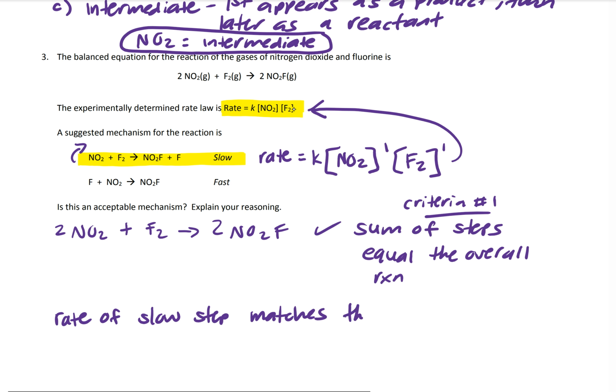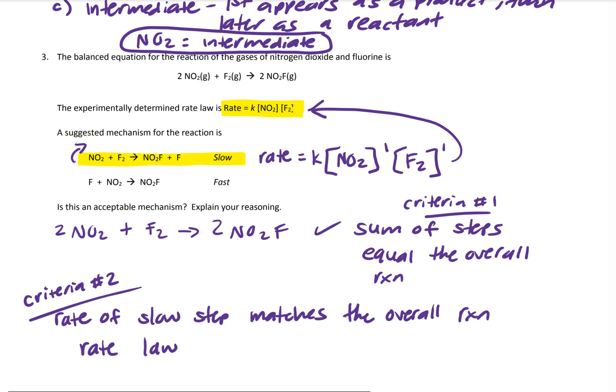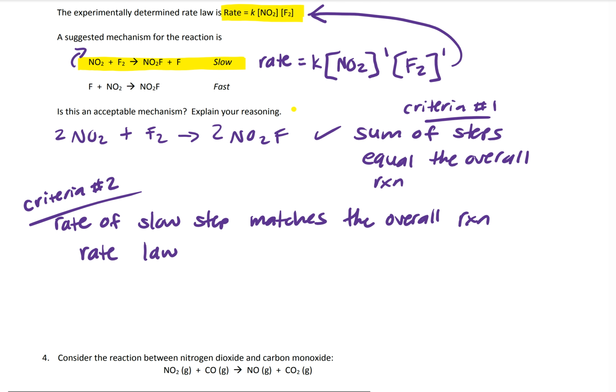So the rate law of the slow step matches the overall reaction rate law. This is criteria number 2 in order to be a valid mechanism. So the answer, is this an acceptable mechanism? The answer is yes.